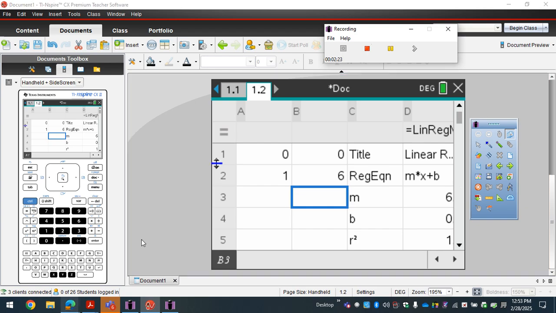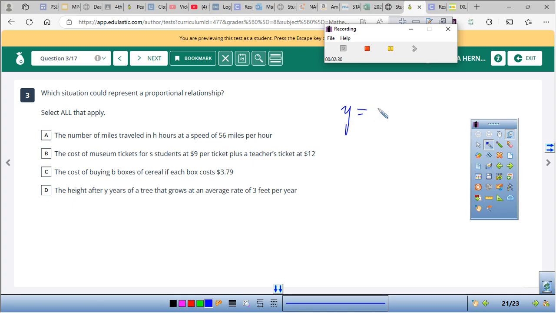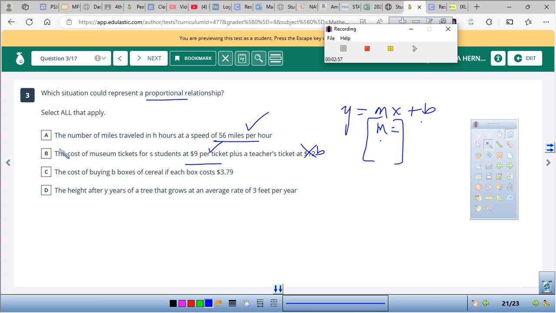Okay, let's come back. Proportional relationship means it goes through the origin. So y is equal to mx plus b, where there's going to be no b, or you can say b is equal to 0. Now, if it's not proportional, you're going to have a plus b, so basically a number here and a number here, right? So proportional has only one number. So we're looking for an m. That's it. That's an m. This one is going to be your b. Out. We want proportional, so that one's out. That one's each box, so that's going to be your m. So the answer is this one, and this one.